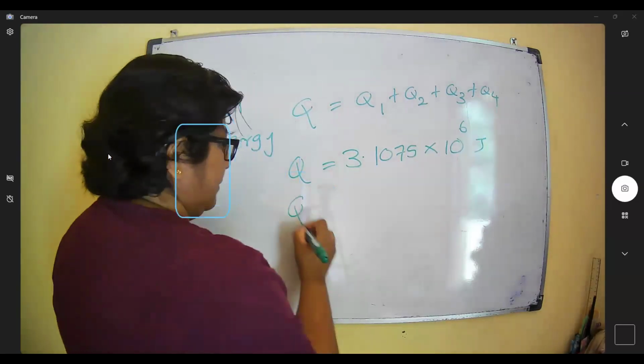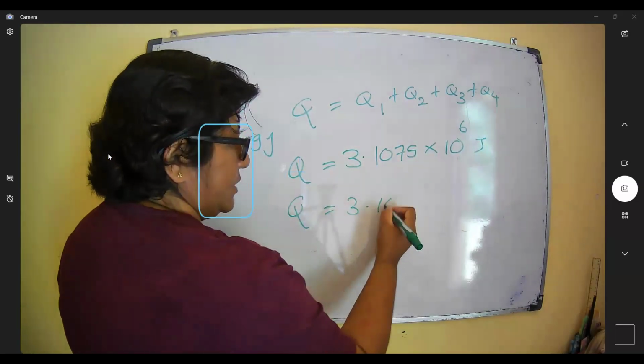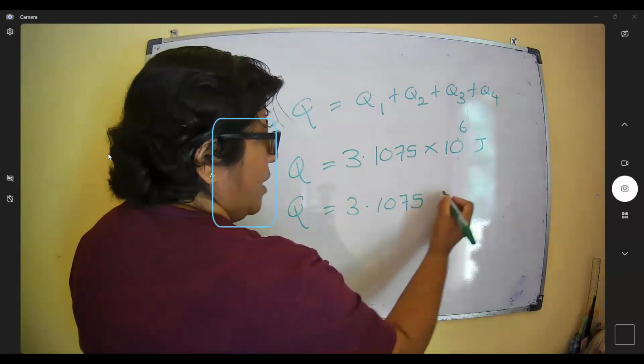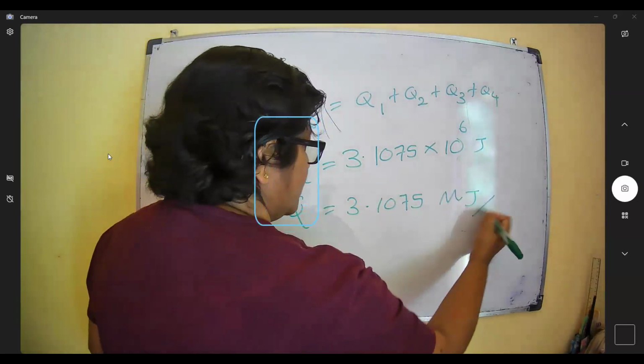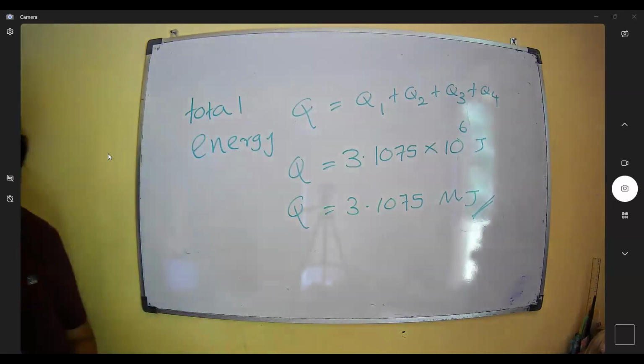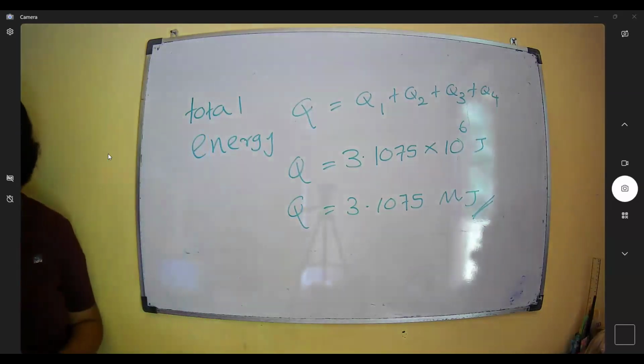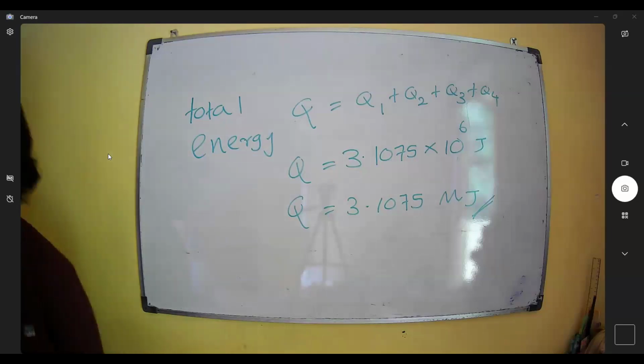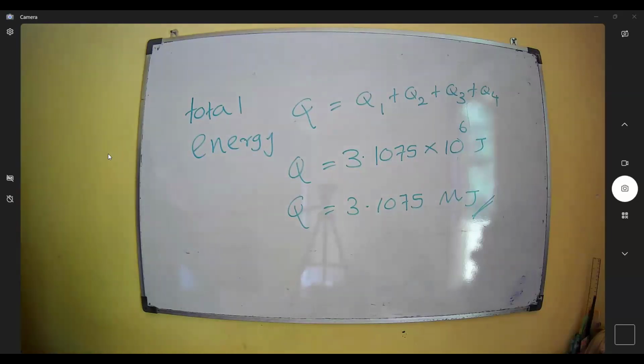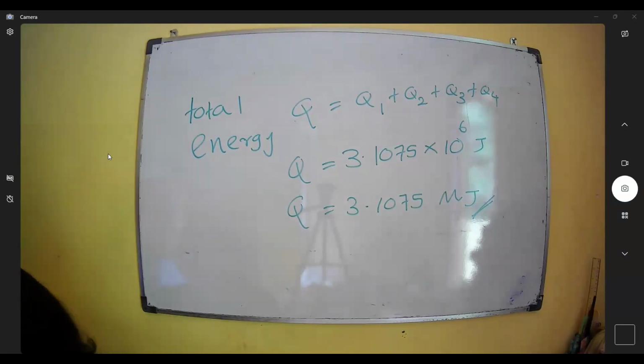Or this can be written as 3.1075 megajoule. Right? This is also correct. The energy unit, the megajoule, is the unit, right? This is the theory behind the phase transitions and specific heat capacity. Right.